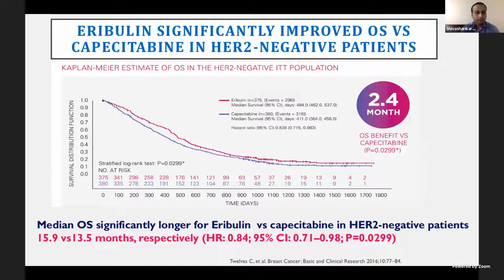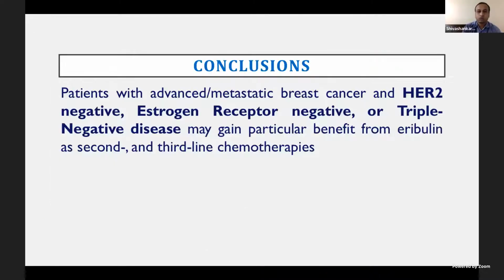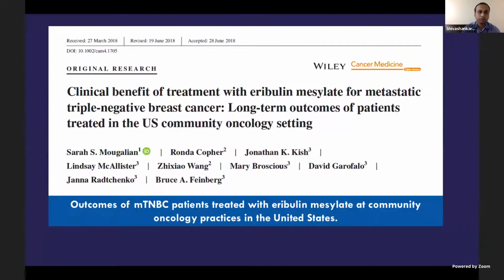And in the HER2 negative patients, the magnitude of benefit was small compared to TNBC patients. It was to the tune of 2.4 months. So the Study 301 authors concluded that in HER2 negative breast cancer patients, when eribulin was used in later line settings, beyond the second line, it has shown an overall survival benefit, and the benefit was highest in the triple negative breast cancer subgroup.